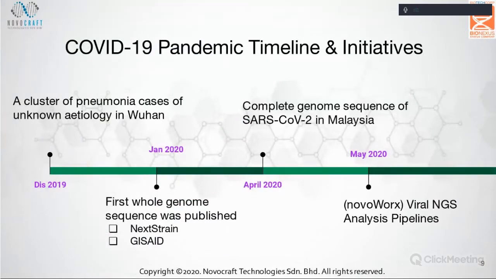Next, looking at the COVID-19 pandemic timeline, the COVID-19 pandemic started at the end of December 2019 in Wuhan, China, and spread rapidly worldwide. By January this year, the first whole genome sequence of SARS-CoV-2 was published, and many initiatives have been developed to support COVID-19 outbreak responses using genomics, including NextStrain and GISAID. In April 2020, the complete genome sequence of SARS-CoV-2 in Malaysia was deposited in the NCBI database. Taking this into account, we have developed a SARS-CoV-2 viral NGS analysis solution to help researchers reach their goal by studying the virus outbreak.